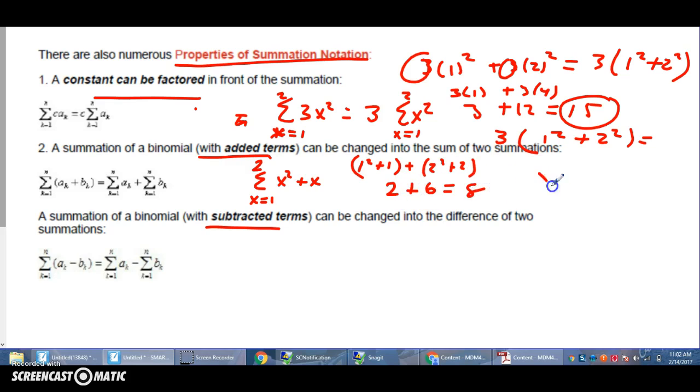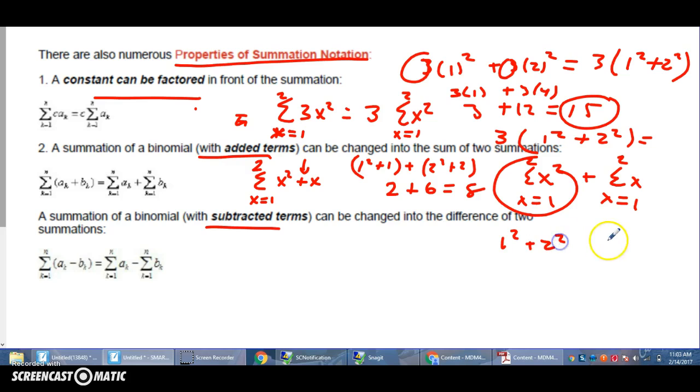I could have said, tell me what this is. Okay, I could break this up because they're adding in between these two. I could break these up, do them separately and add them up. So you're going to see it's the exact same thing. This guy here is 1 squared plus 2 squared. And then I'll add to that this whole thing, which is just going to be 1 plus 2. That's 5. And that's 3. And then the whole thing turns out to be 8.